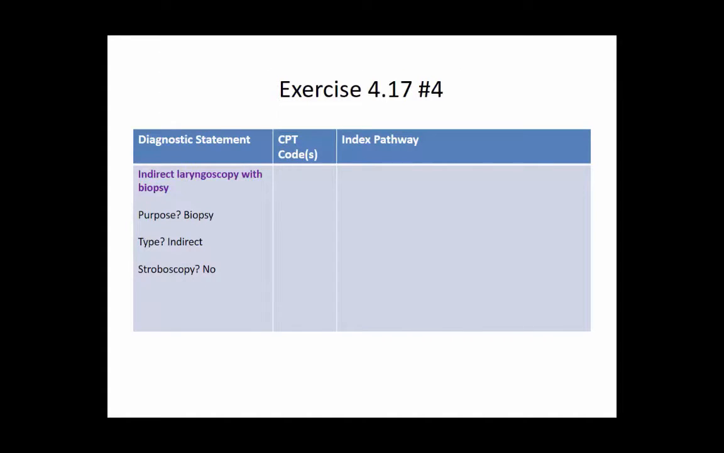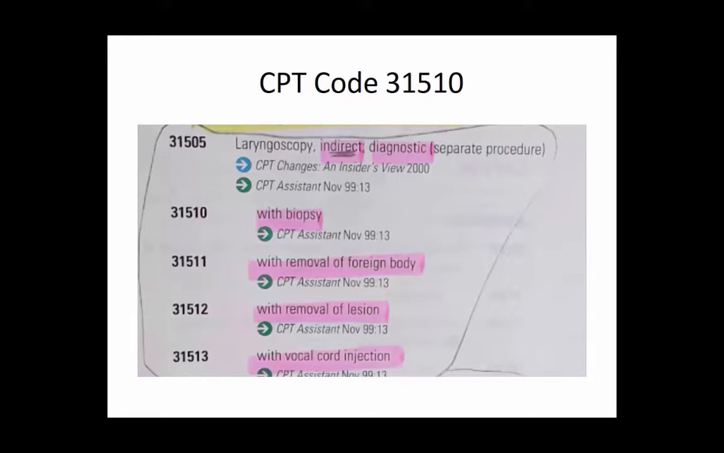Here's an indirect laryngoscopy with a biopsy. So the purpose is a biopsy. It's indirect. No stroboscopy is mentioned. Pretty straightforward. And here we go. Your parent code is a laryngoscopy indirect diagnostic, but in our case, we are using it for a biopsy. So our final code is 31510.